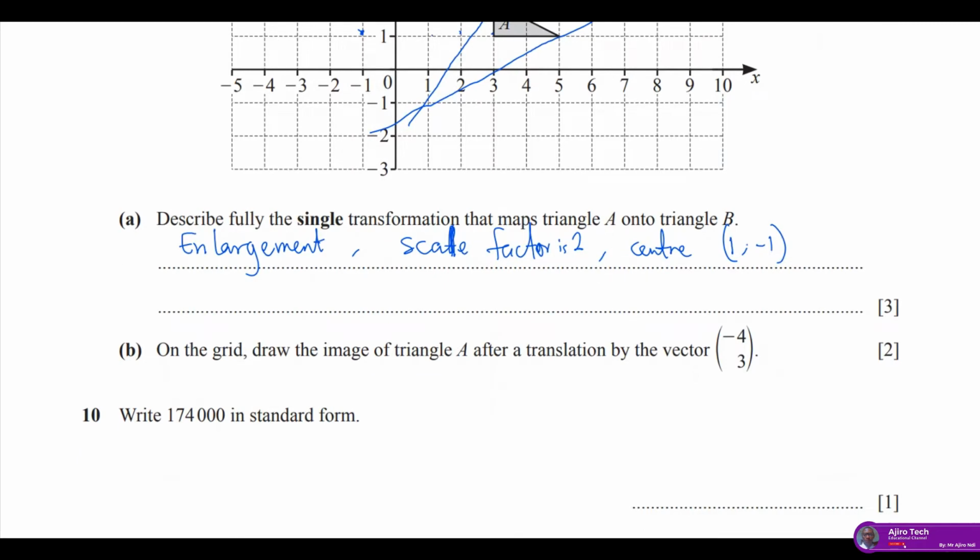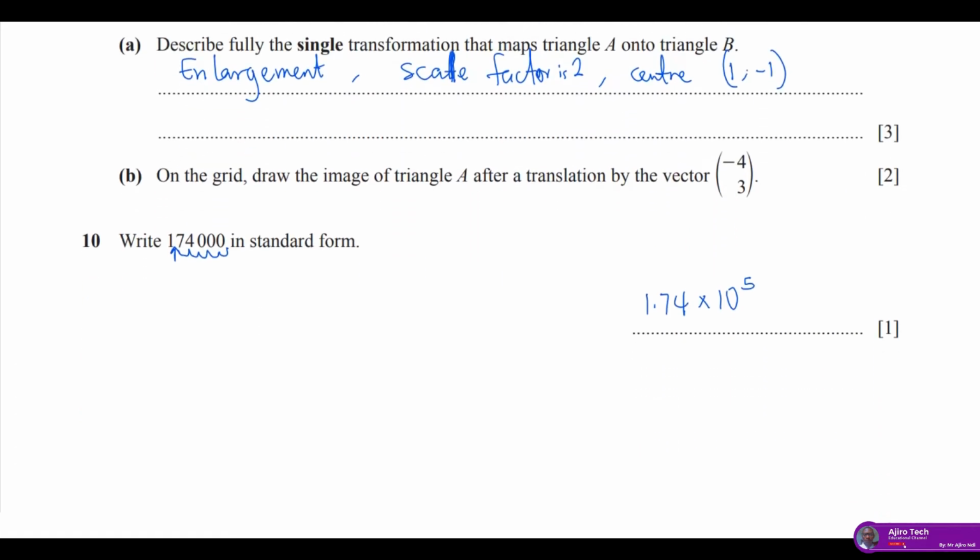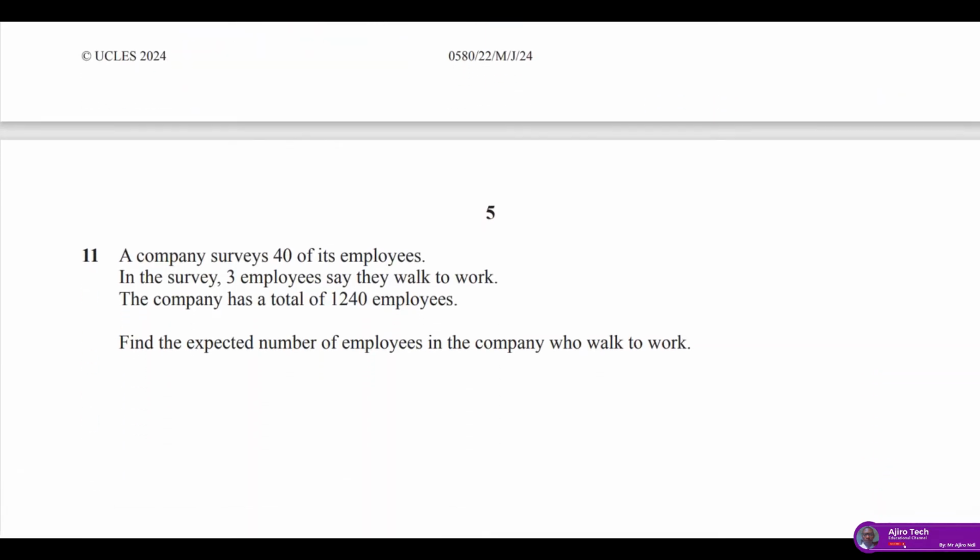Now, number 10, write 174,000 in standard form. I'm going to put the point in here. So it's going to be 1.74 times 10 to the power of, the point has shifted 1, 2, 3, 4, 5 places, so 10 to the power of 5. That's my solution. Next question.